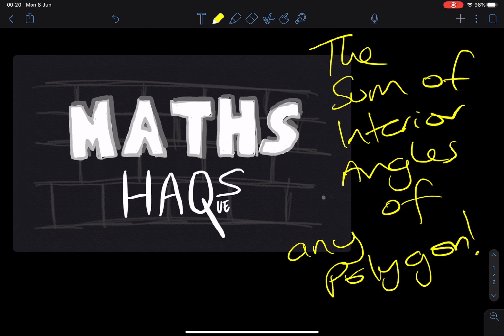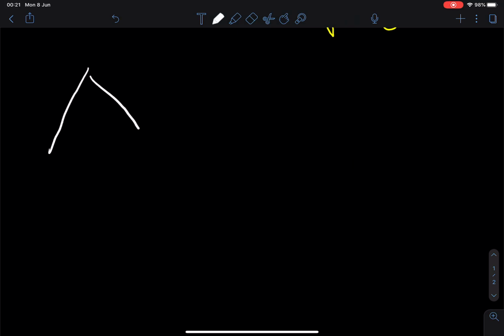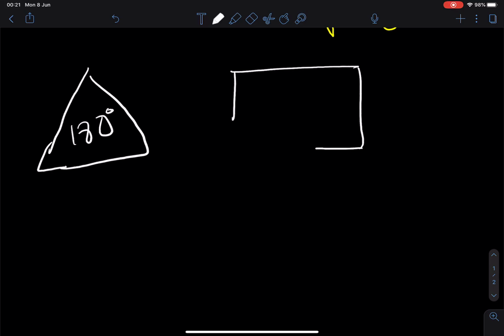So what does that actually mean? Sum means total, interior means inside, so the total of the inside angles. There's actually quite a nice visual method to work this out. We already know that a triangle is equal to 180 degrees. We know that a rectangle is equal to 360.